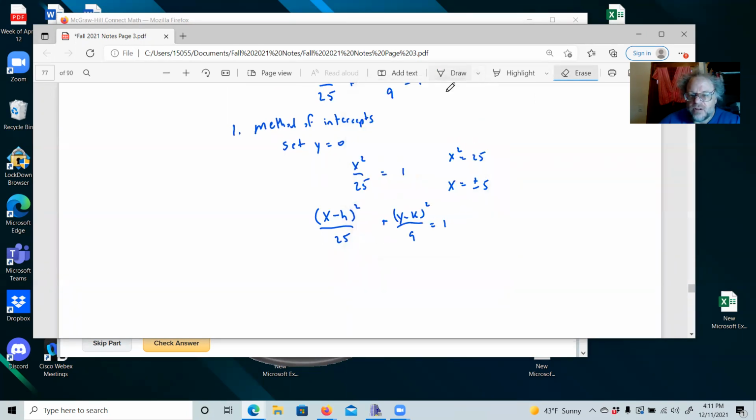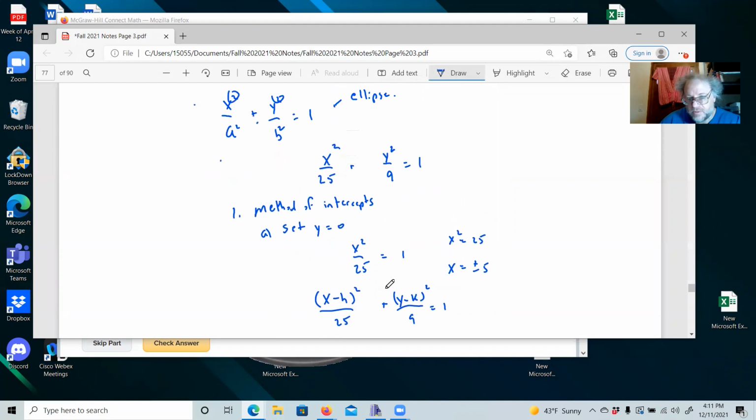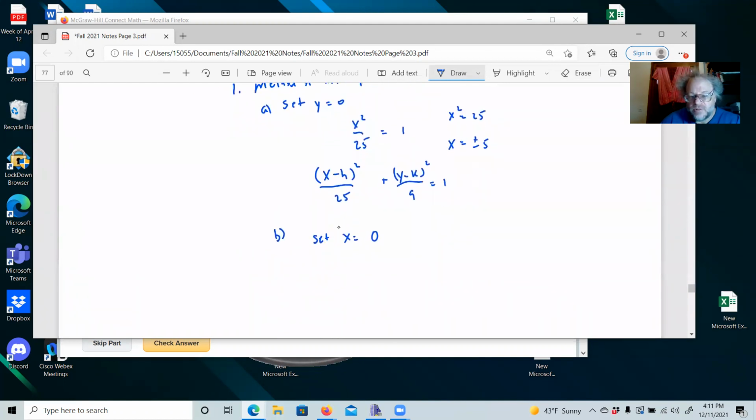Oops, go back down to drawing. So here we have x equals plus or minus 5. Then in the second piece, we're going to set x equal to 0, or x equals h in the second case. Okay, we're going to have y squared over 9 equals 1. y squared is equal to 9. y is equal to plus or minus 3.